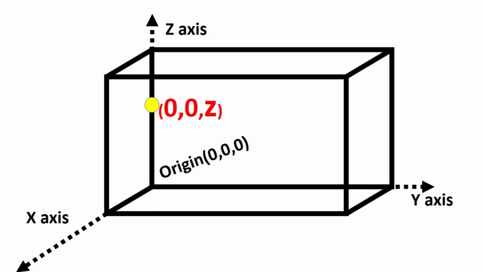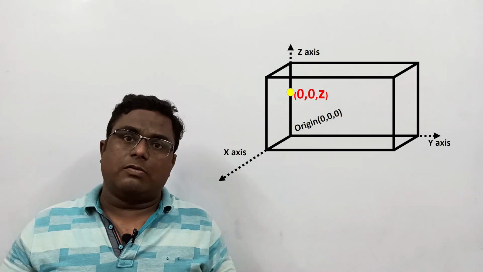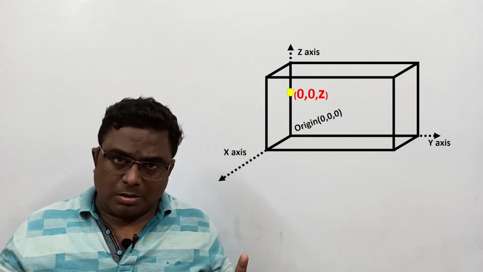Now the third point, if I take a point on z-axis, then what will happen? On z-axis the x value is definitely 0 and y value is definitely 0. So the format of coordinates of a point on z-axis is always of the form (0, 0, z) inside the round bracket. Now point number 4, if we talk about xy plane.